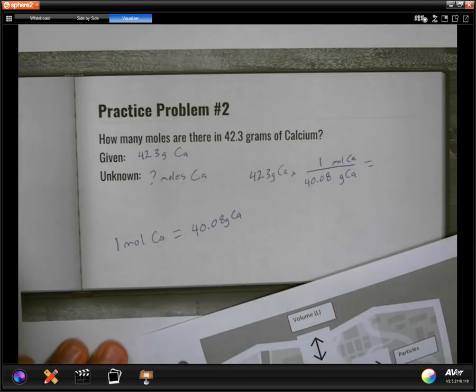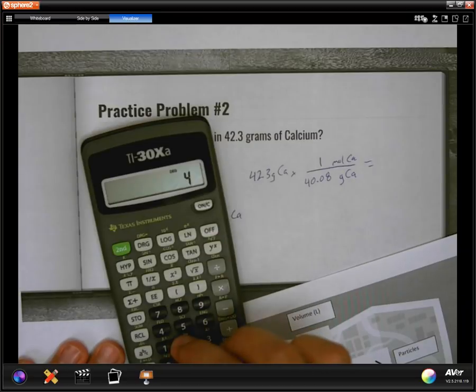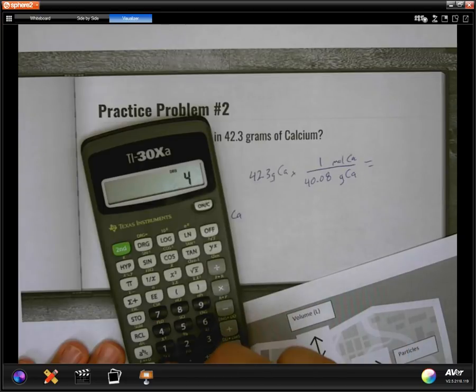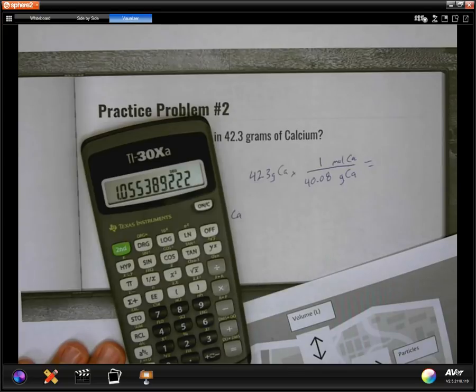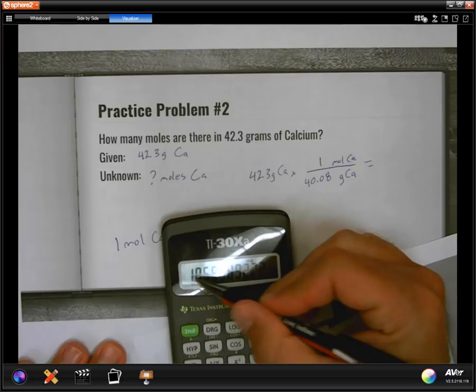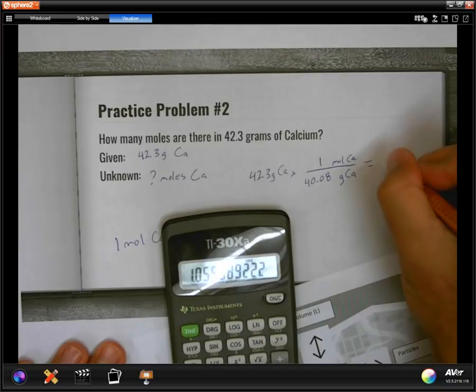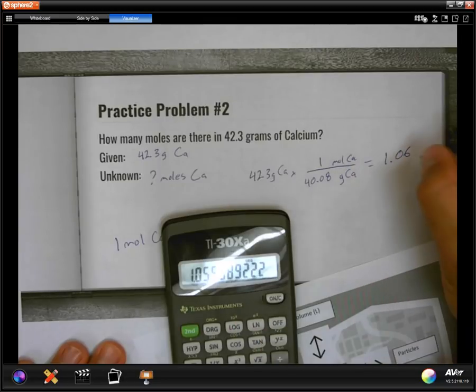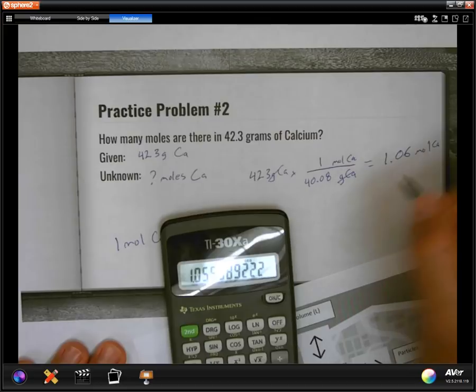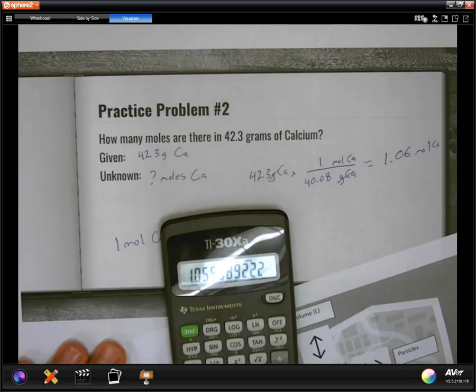Now I just simply put that in my calculator. I'm going to multiply across the top times 1. And then I will divide across the bottom. And I get this answer of 1.055. I have 3 sig figs here, so I get 3 sig figs here. So I round it to 1.06 moles of calcium. Now, grams cancels out, and I'm only left with mole of calcium.